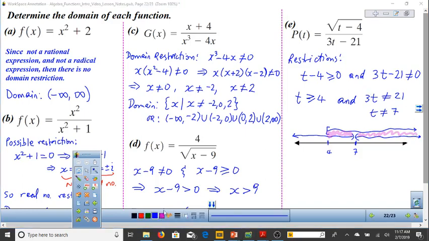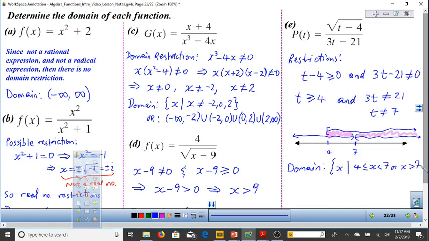So then the domain of this function is basically the set of all x's such that x is some number between 4 and 7, or x is greater than 7. And I put my interval notation version, which is the version I prefer you to write it, as bracket 4 to 7, union 7 to infinity. So that is the domain restriction for the function.